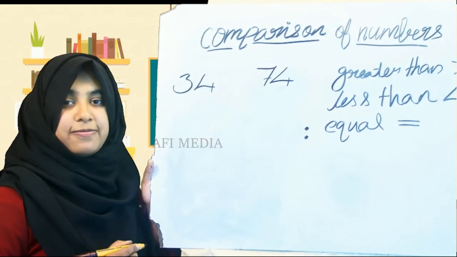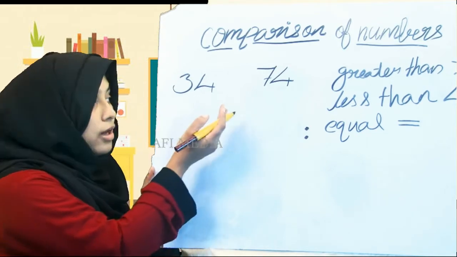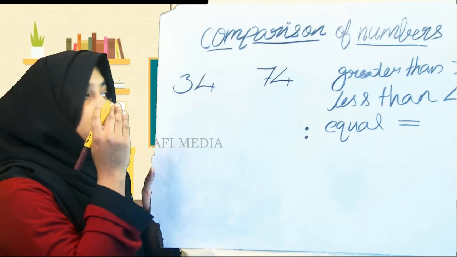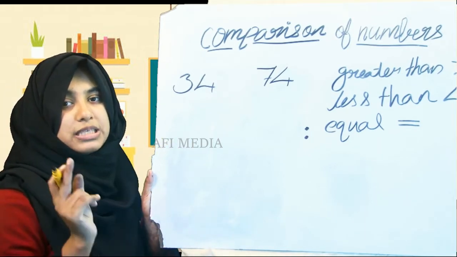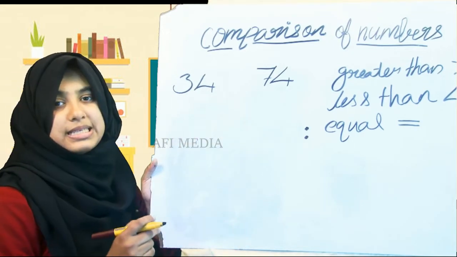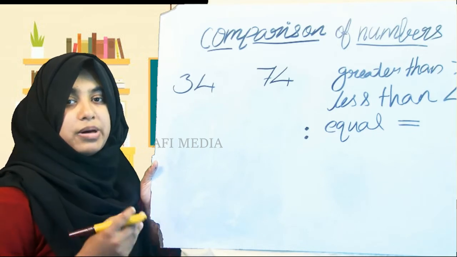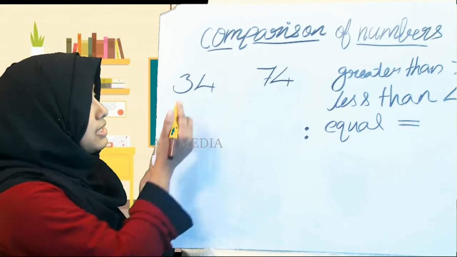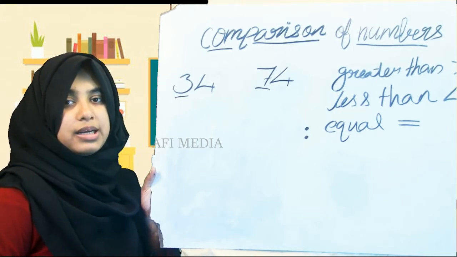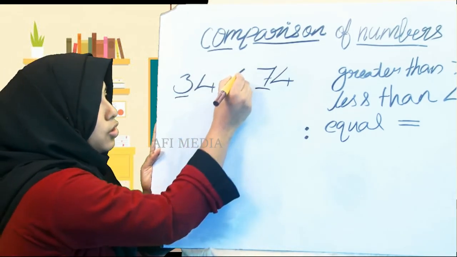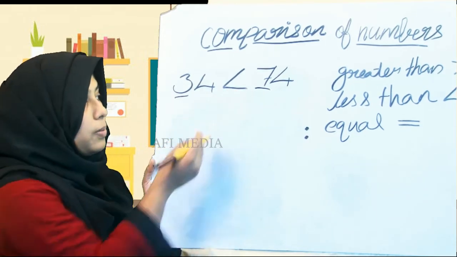The first step is what? First we check the tens place. Both have 2-digit numbers, both have tens and ones, so we compare the tens place first. It's easy. Which tens digit is greater? 3 or 7? 7. So we open the mouth toward this number, 74.